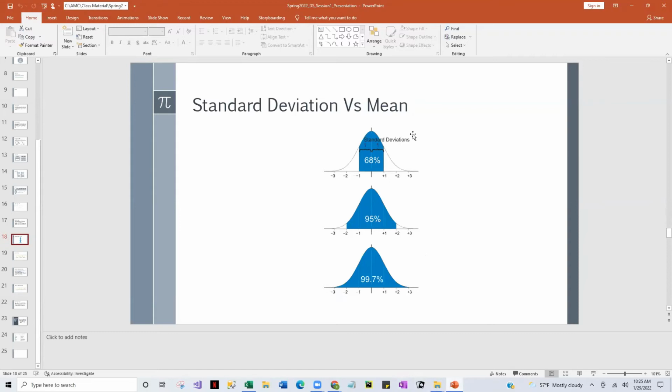This is the graph I want you to keep in your mind. If it is one standard deviation, it is 68%. Two standard deviations, it is 95, and three, it is 99. So let's do it here. So here is my answer.